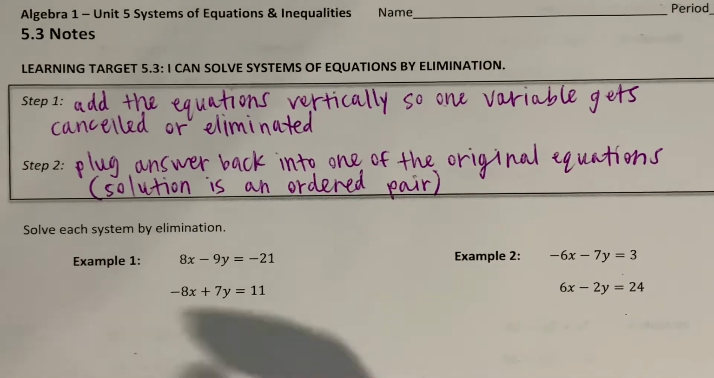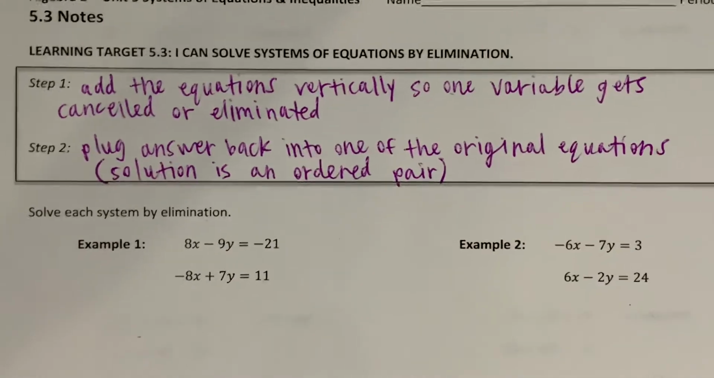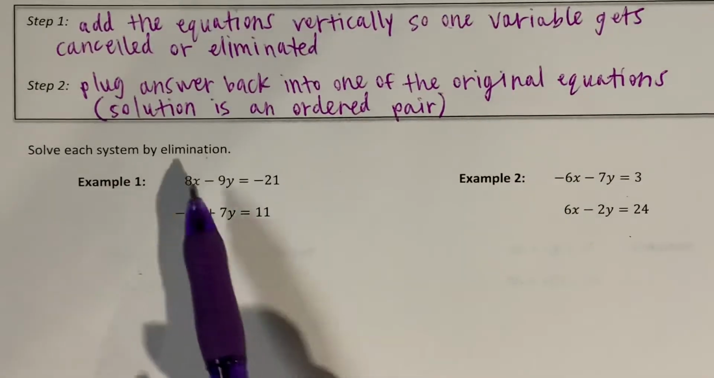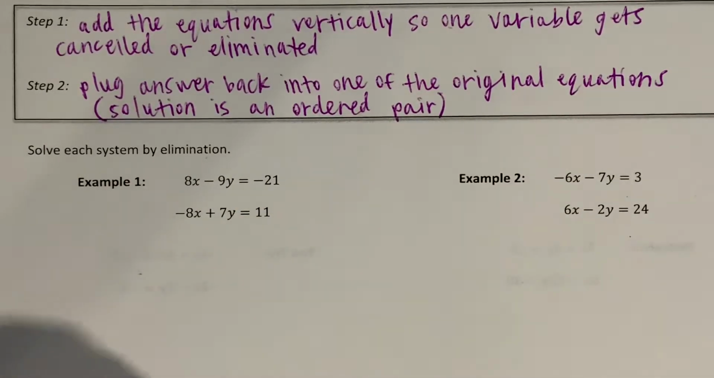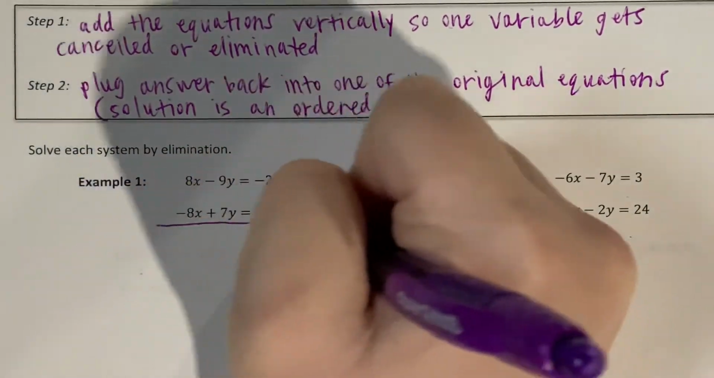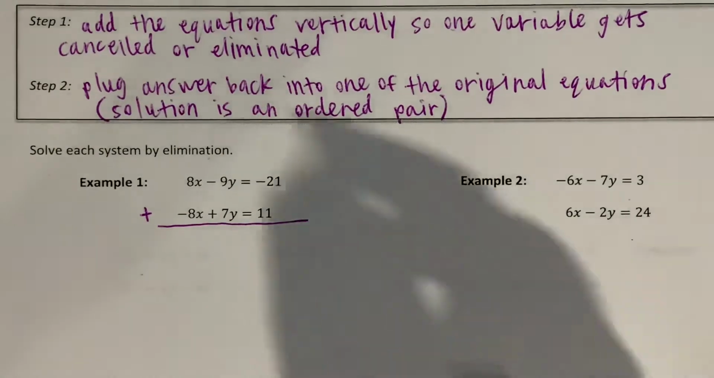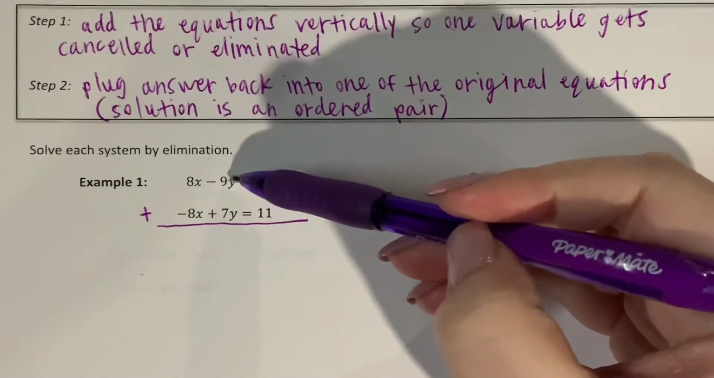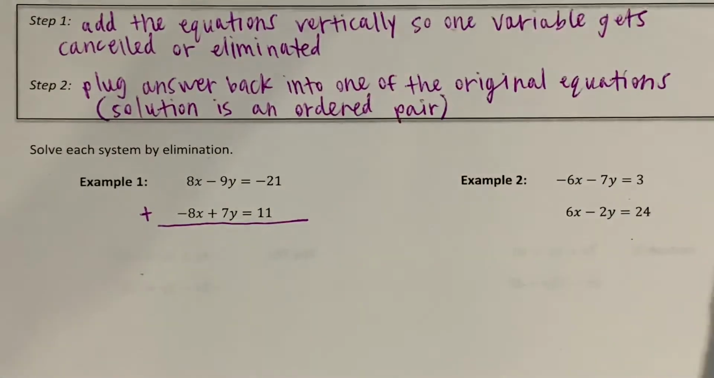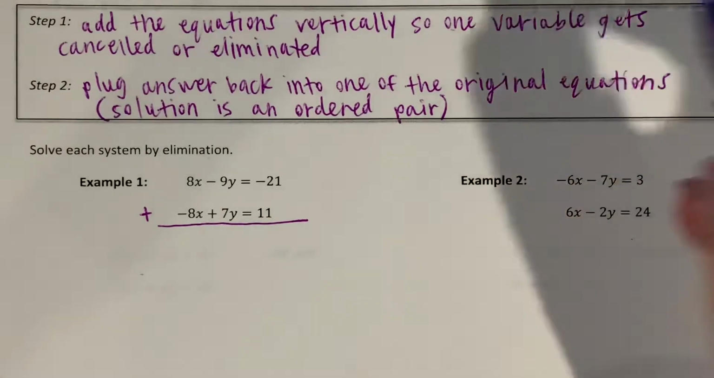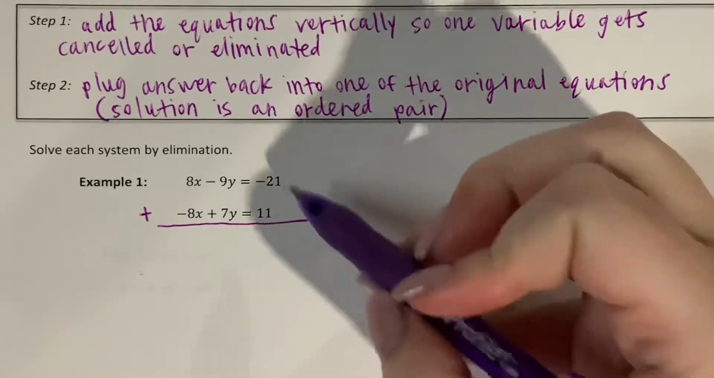So our directions say to solve each system by elimination. And in example 1, my two equations are in standard form. And so what I can do is turn this into one big addition problem, meaning I will add the x terms, I will add the y terms, and I will add the constant terms. So again, I'm adding these two equations vertically or up and down.